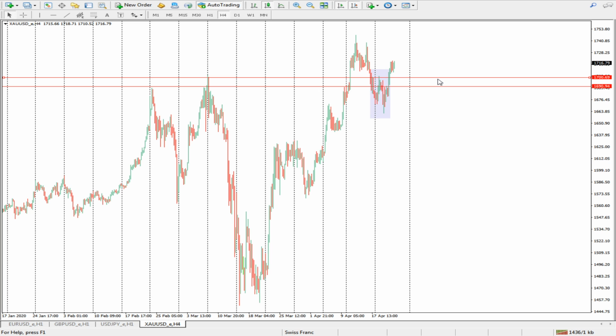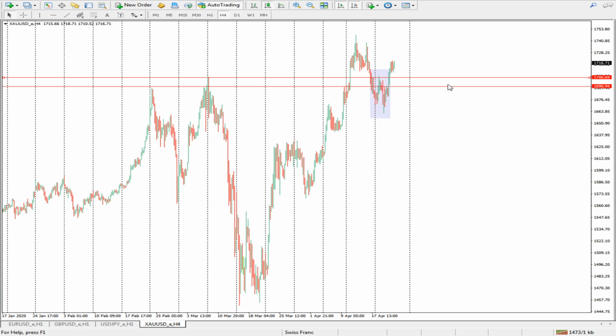in the future, up to somewhere in between 1700.69 and 1690.94, then this should give us a correct place to buy from. So have your pending buy limits within this zone, this one here. Have your buy limits within that zone.